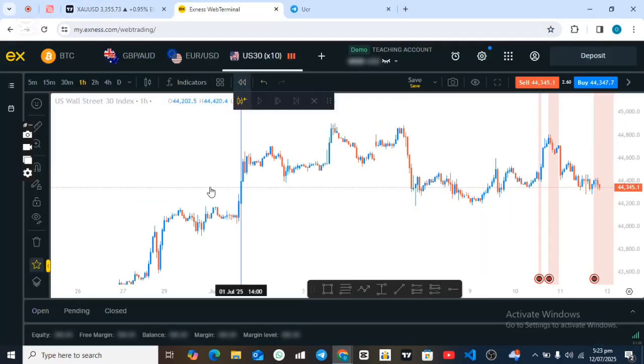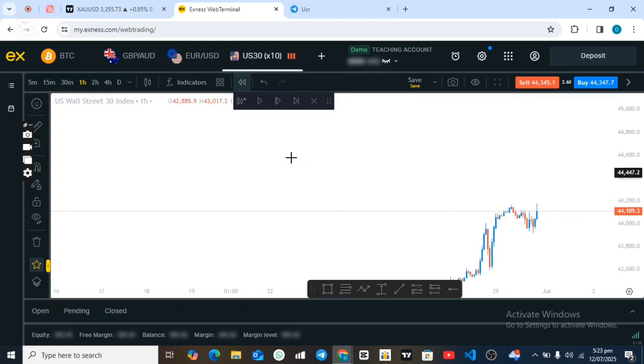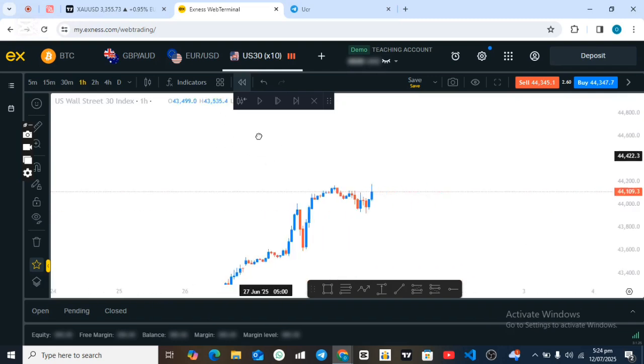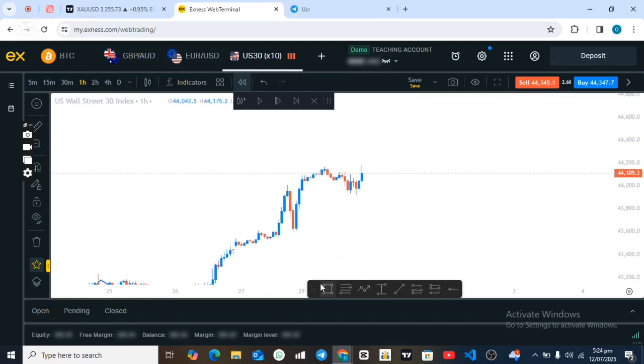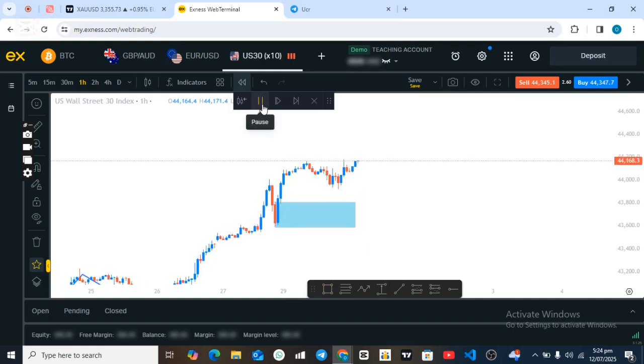Let's try to hide the chart from this particular level, and then we'll play price forward to understand what exactly went on around that zone. So we can see US30 is bullish. Normally we're supposed to be looking at this zone to buy. So let's play price forward and see whether price returns back to that zone.